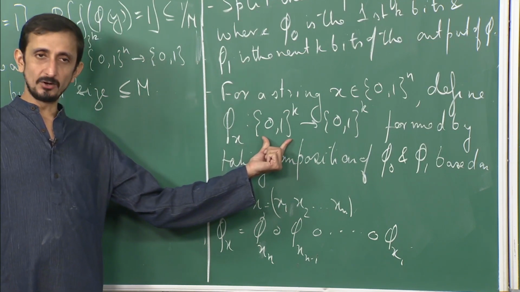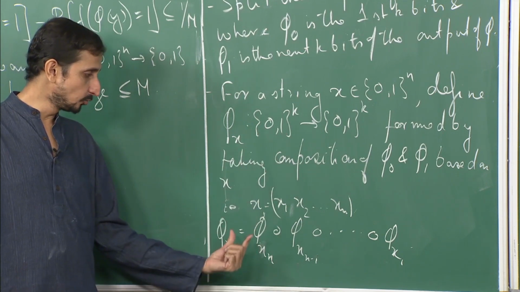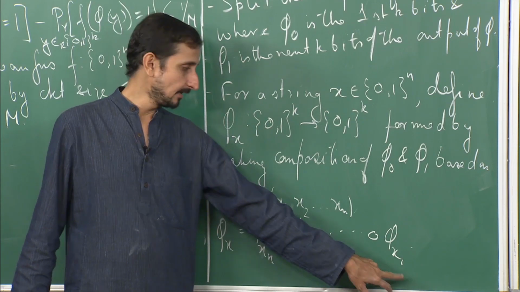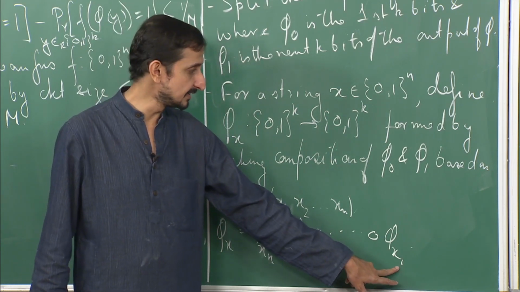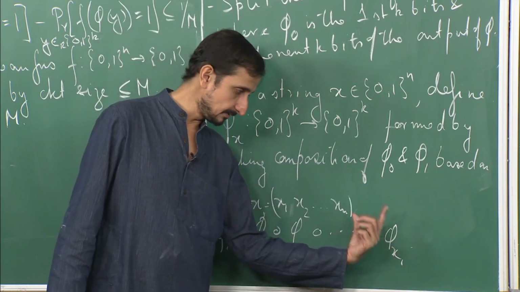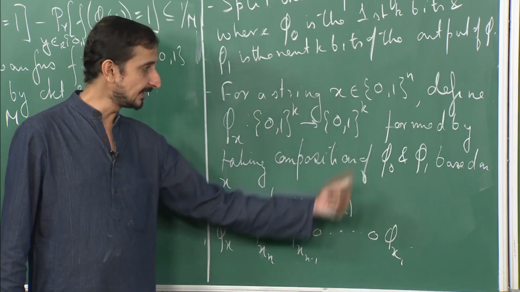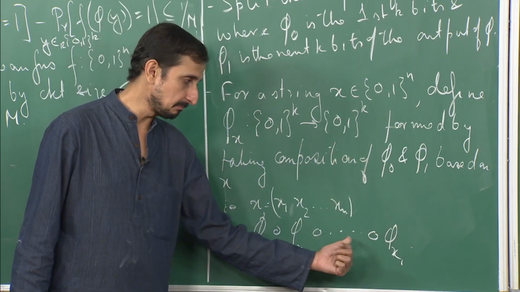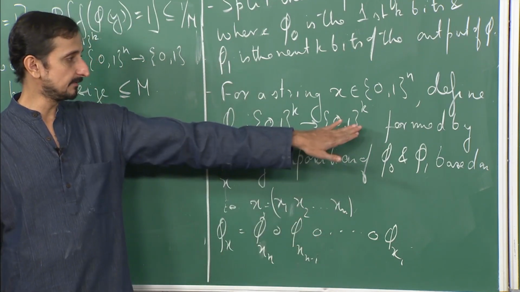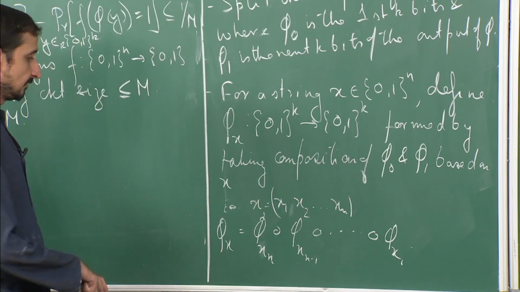So you take a string in {0,1}^k. So take a y. And now to that y you look at the first bit of x, x1, and depending on whether x1 is 0 or 1, you apply phi 0 or phi 1. Now you have another string phi x1 of y. Now you look at the next bit and then you apply phi x2 and so on, you apply phi xn. So ultimately what you get is a string in {0,1}^k, and that is what we refer to as phi x.